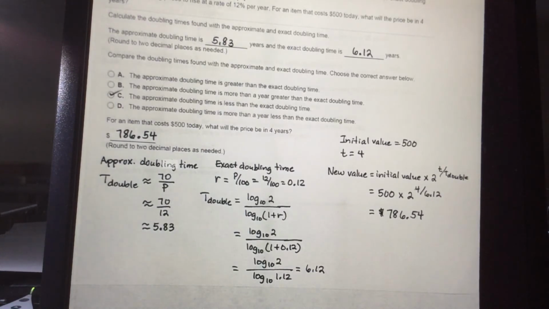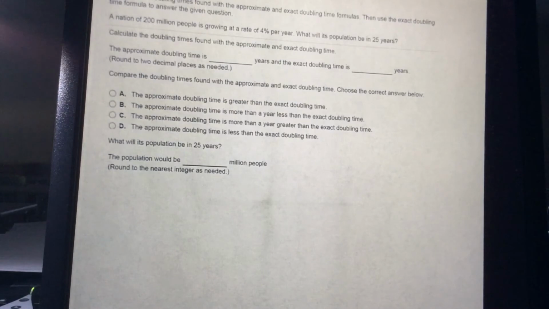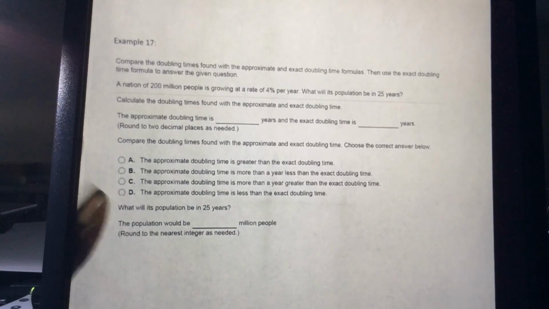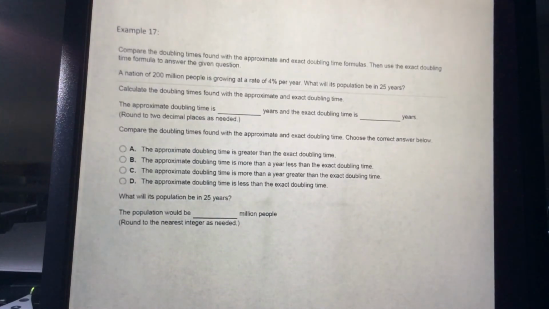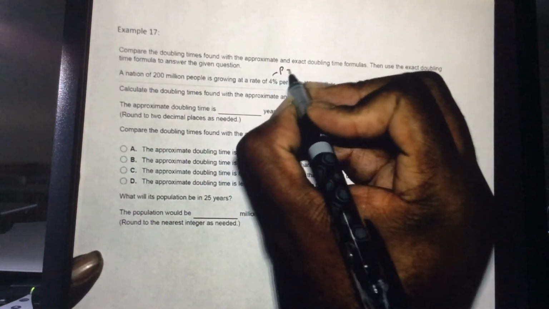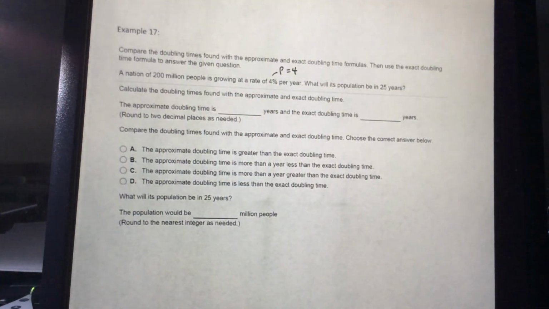All right, now the last example for this video, and I apologize if this is a very lengthy video here. Compare the doubling times found with the approximate and exact doubling time formulas. Then use the exact doubling time formula to answer the question. A nation of 200 million people is growing at a rate of 4% per year. So I know P is going to be 4. What will its population be in 25 years?